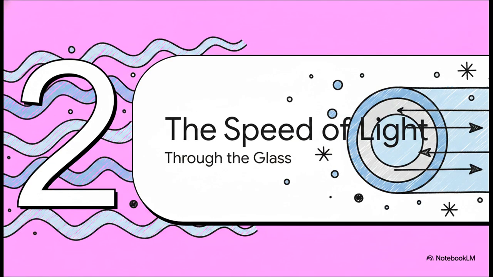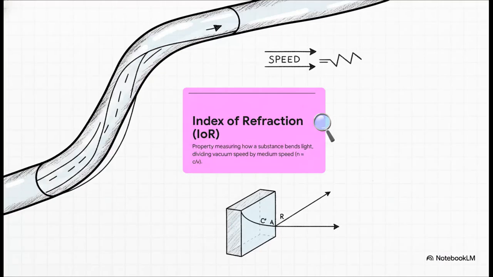Now that we know what the cable physically looks like, let's move right along to Section 2. The speed of light. We're shifting focus to the mind-bending physics of how data actually moves. To really grasp fiber optics, we have to talk about the index of refraction, or the IOR. I know, it sounds super intimidating, but honestly, it's essentially just a cosmic speed limit.